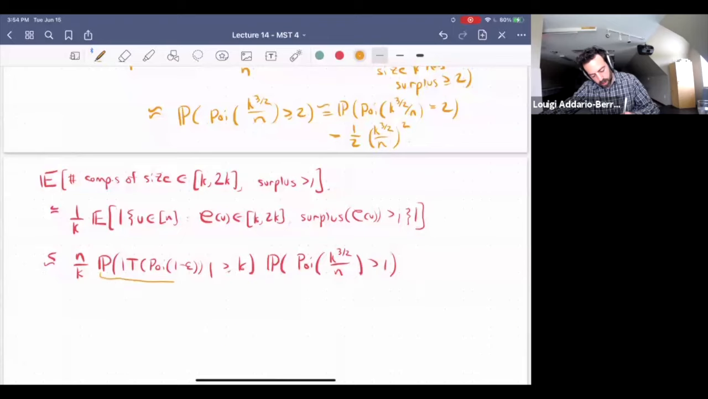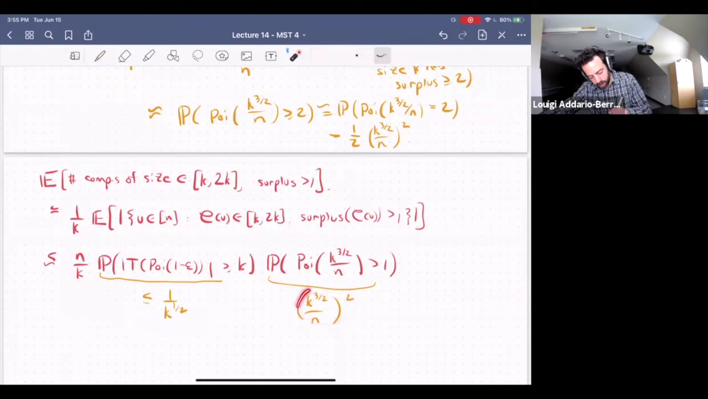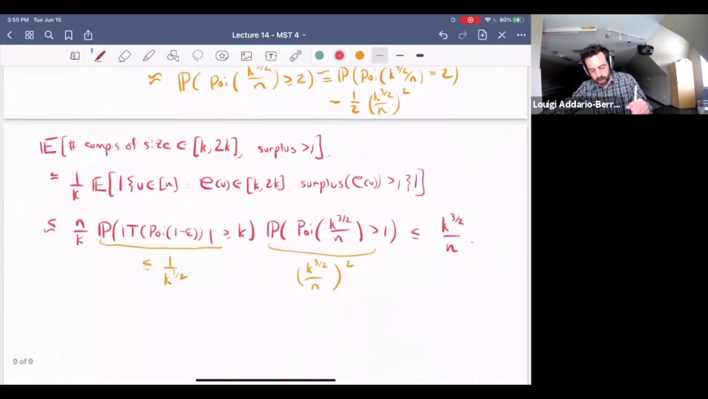Okay, so this probability is at most like 1 on k to the 1/2. We can even put 1 instead of 1 minus epsilon here, and that's still true. And now for this probability, we have k to the 3/2 on n, all squared. So one of these two terms cancels with this term, and the whole bound we get is like k to the 3/2 on n. Okay, so this is a good bound if k to the 3/2 is much smaller than n.